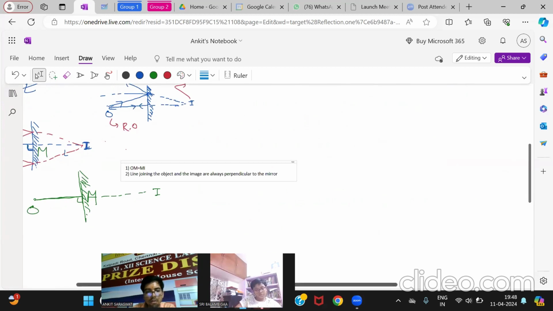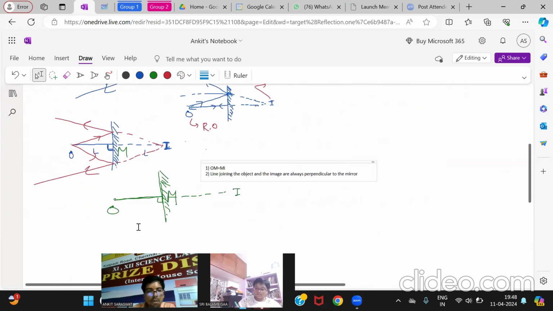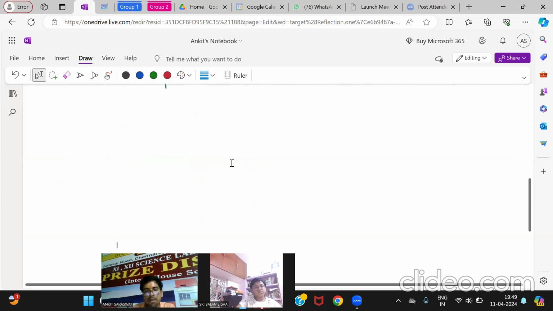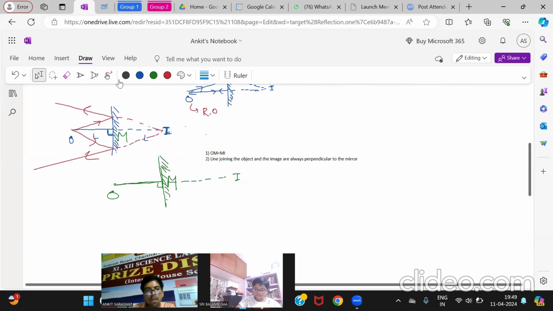Any doubt? No doubt, sir. So this line which I have drawn here, what you will do? It is a line joining the object and the image, and it is always perpendicular to the mirror.